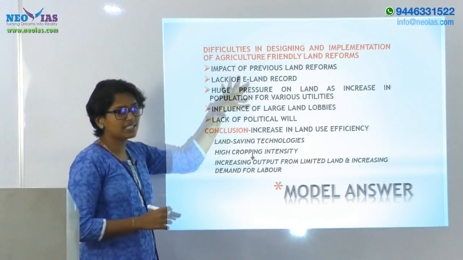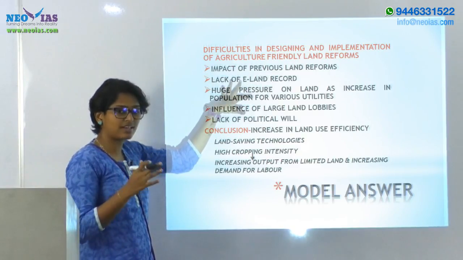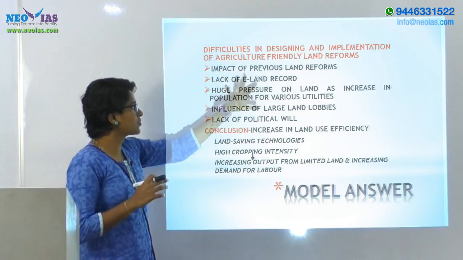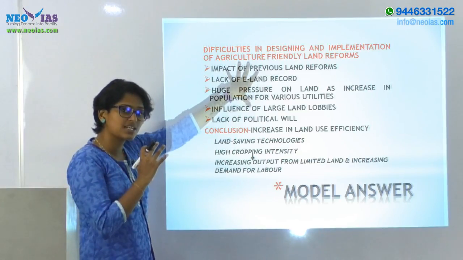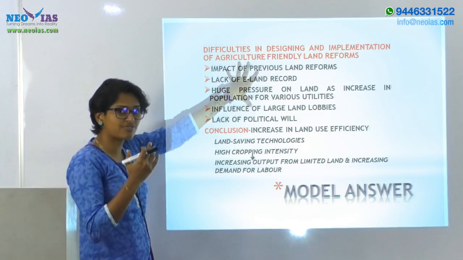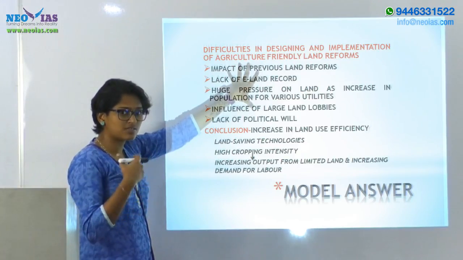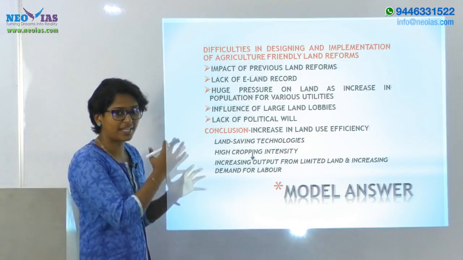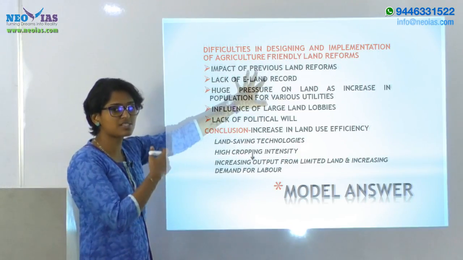This says that there is a lack of reliable land records. These two points make it very difficult to design such an agriculture friendly land reform, because policymakers ought to know about how, especially, there is a problem of fragmented landholding. So this is very important, or this is a challenge.